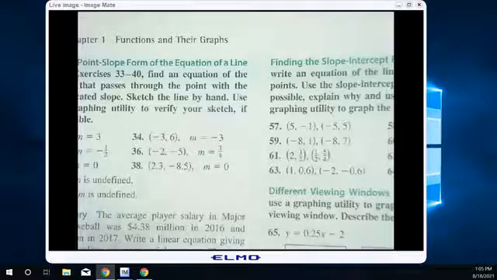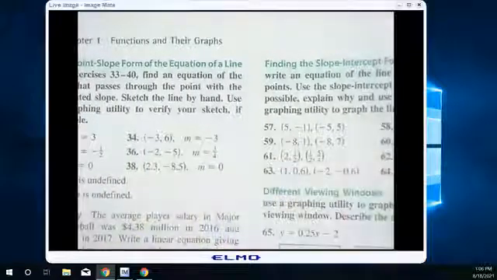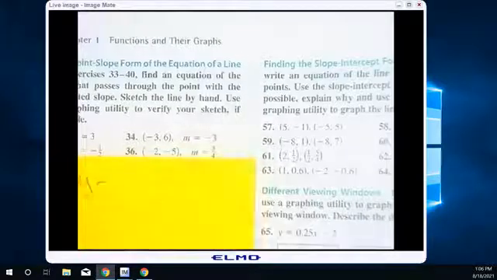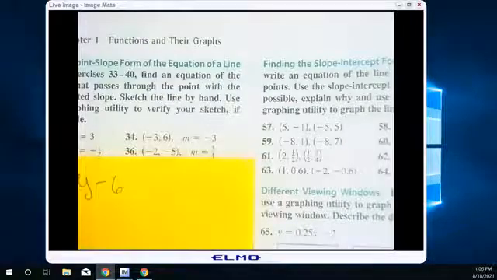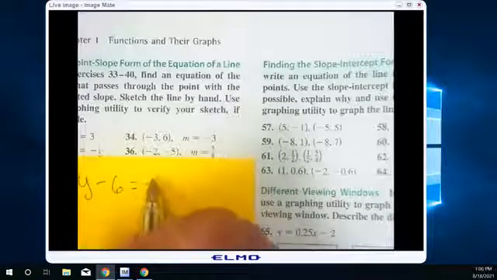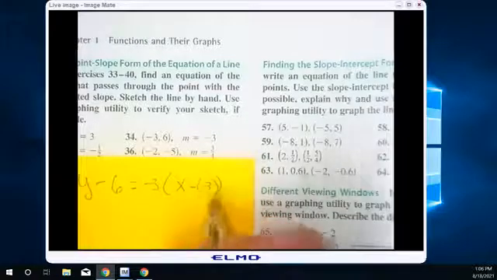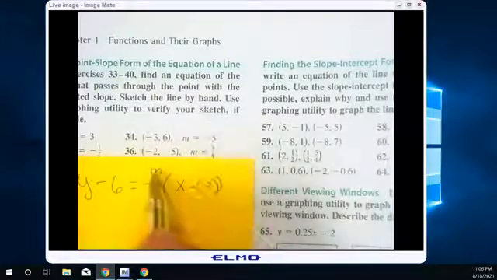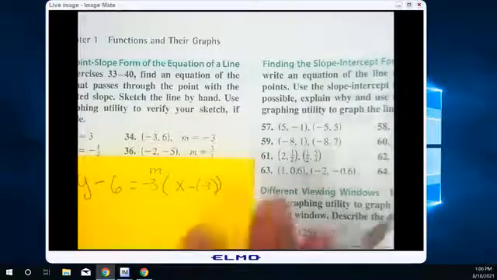Okay, so on 34, do you want me to start with X or Y? Okay, so Y minus what number? Point slope equals -3. X minus a -3, or you can put +3. And do know this is the slope number and this is the X number. And it turns out on that particular problem, they were the same number. So you would have been right anyway.